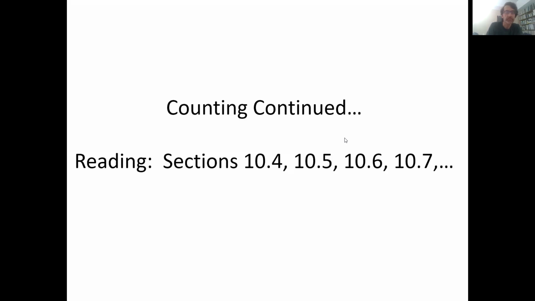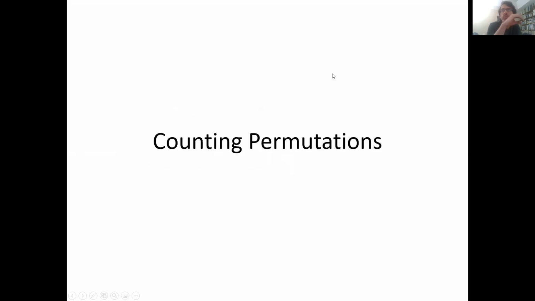Okay. Welcome to the class. We are continuing the counting material from chapter 10. And the first thing that we left off with last time is counting permutations.